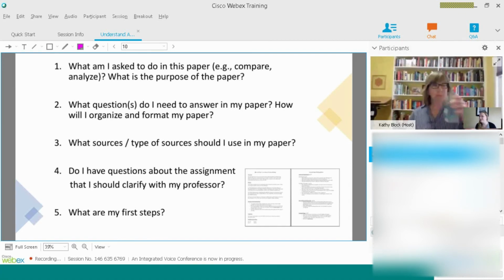3, what sources should I use in my paper? 4, do I have questions about the assignment that I should clarify with my professor? Your professor is always a great resource to reach out to. If you have any concerns or queries about your assignment, it's always a good idea to check in with them. And then 5, what are my first steps? How am I going to start this assignment?